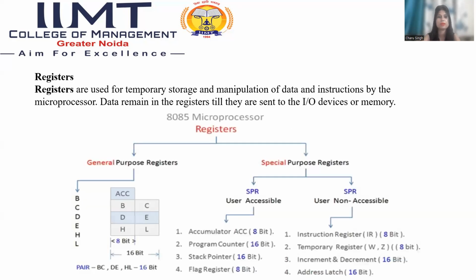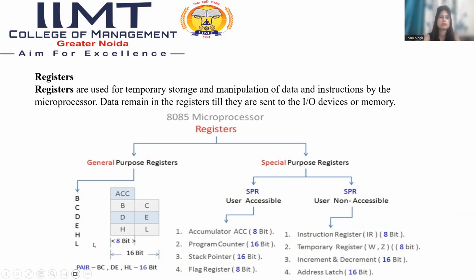We have some registers. Registers are used for temporary storage, because whenever we want to instruct the processor where the data will go, all the data will be held in the registers. Basically, registers are combinations of flip-flops, and they are used for temporary storage and manipulation of data and instructions by the microprocessor. The data will remain in the registers until they are sent to the IO devices or memory. Basically, the 8085 has some general purpose registers and some special purpose registers.